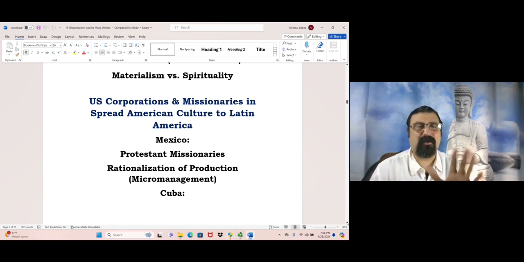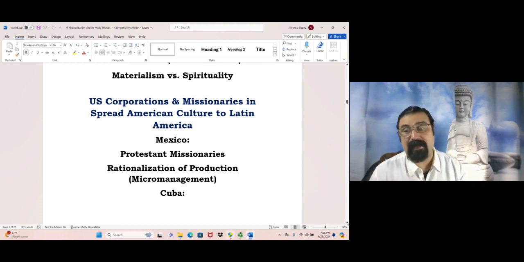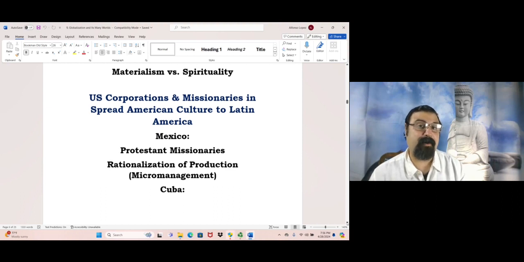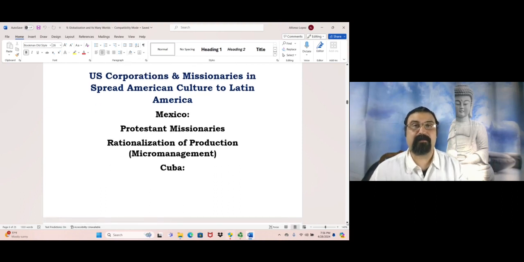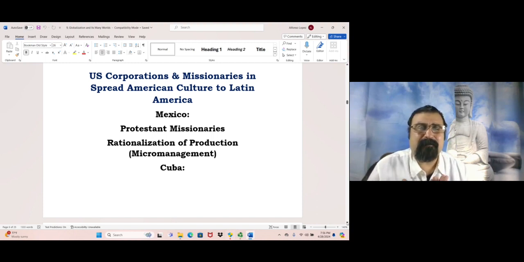But this is one of the essential elements that American companies particularly are bringing with them into Latin America. And it is here that I want to connect this issue with the American mission in Latin America.